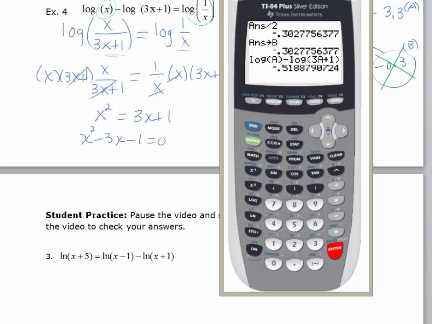I get negative 0.5188. Now I want to evaluate the right-hand side and see if I get the exact same value. So I have the log of 1 divided by alpha A, close the parentheses and hit enter, and I get the same exact value. So now I'm convinced that, again, 3.3 is a good solution.